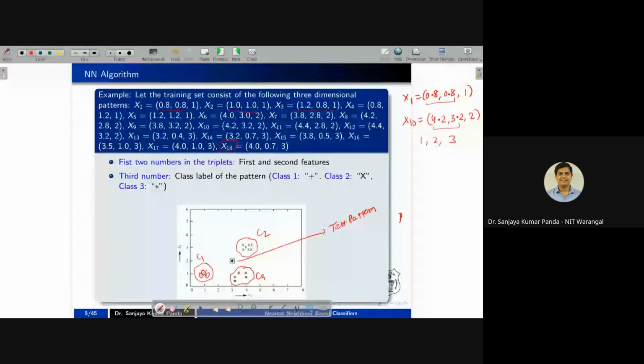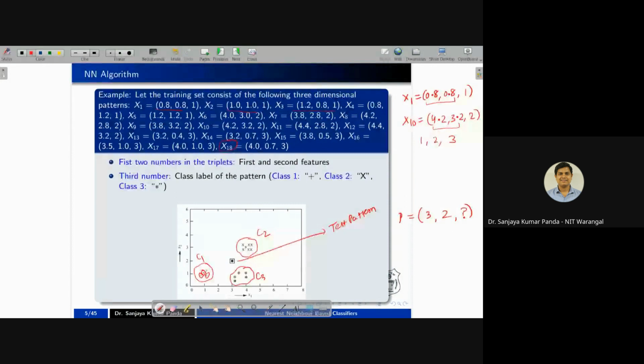Now, if a test pattern is given to you, say the test pattern P, you can also represent it by x19, because you have 18 points. Every data point has a 3-tuple, so here also you have a 3-tuple. Its x-axis is 3 and y-axis is 2, and the class label you don't know. So how to determine the class label? The class label needs to be determined.